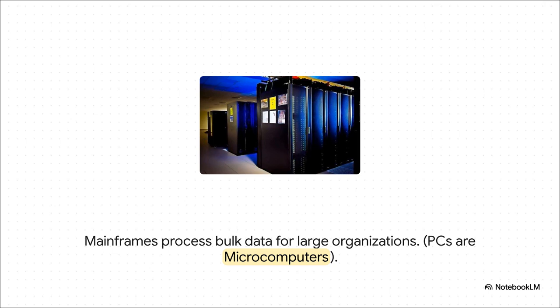Now for your exam, you really need to know the difference between 3 main types. A mainframe, like this one, is for big business data. A supercomputer is for super complex scientific stuff, like weather forecasting. And a microcomputer, well, that's just a personal computer, a PC, like the one you're probably using right now.